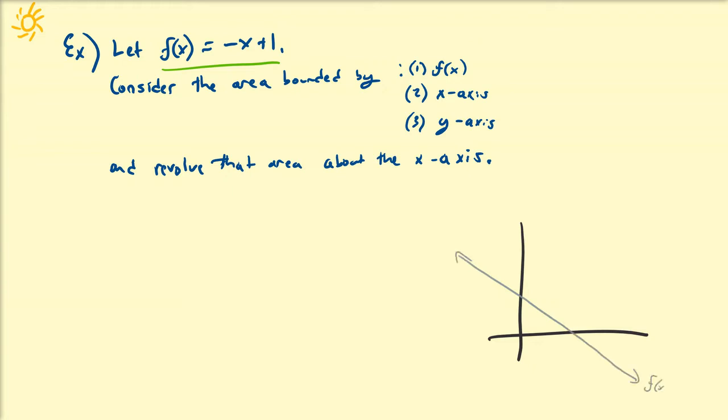So this is f of x. Let's assume that this is the x-axis and the y-axis, and let's consider the area bounded by f of x, the x-axis, and the y-axis. The x-axis is the horizontal axis and the y-axis is the vertical axis, so the area bounded by these three functions is going to be this region here. And we're going to consider revolving that area about the x-axis.